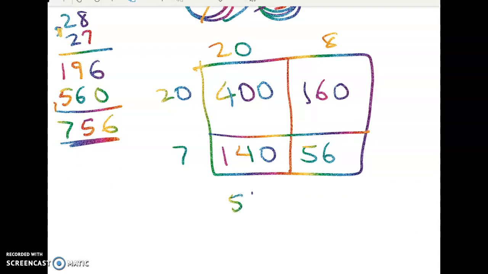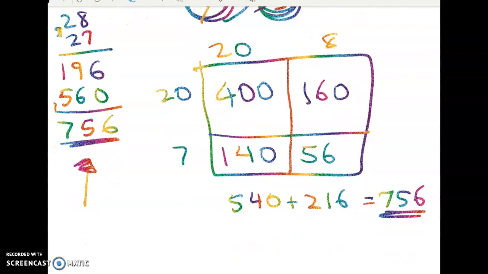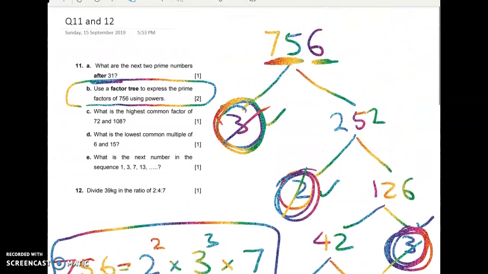So adding here I get 540, and here I'm going to get 216. That gives me a total there of 756. So this is the method that lots of you will probably know from your mums and dads. This grid method is another way to do it that I think is cool. Anyway, that was another detour, but a useful one, I hope.